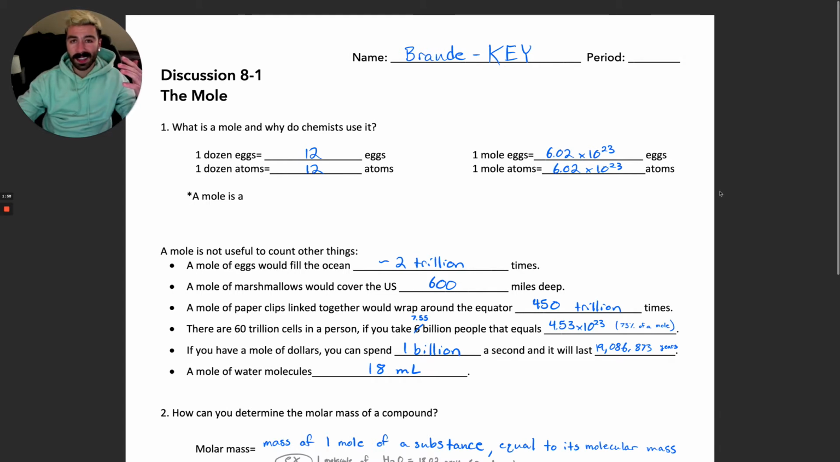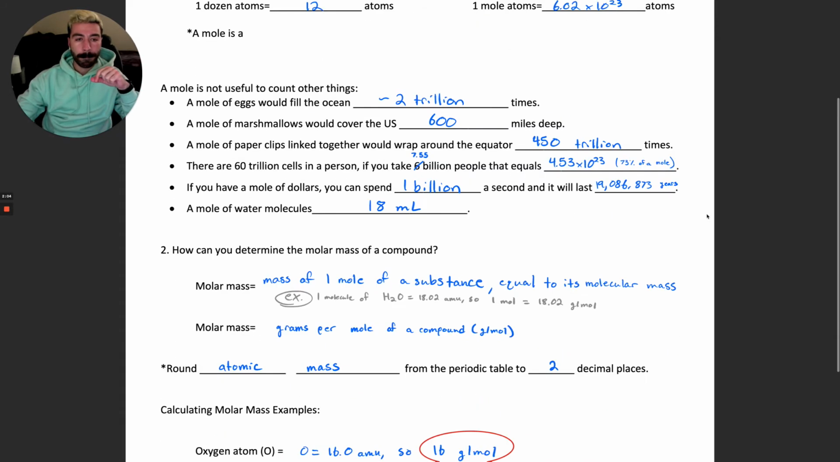But what the heck is that number? Why does it matter? And why have you never heard of it before? Let's talk about that. So a mole, that number that we just talked about, isn't useful to count most things. And so the reason you haven't heard of it before is you've never had any reason to talk about it before.